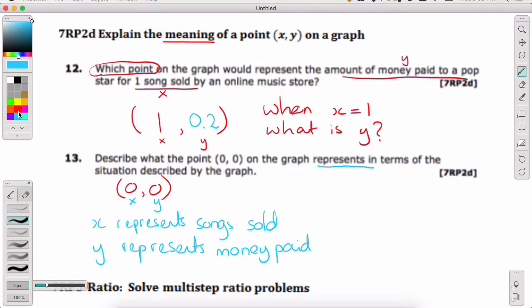So, if I have to tell you what 0, 0 represents, it's quite easy, really. When 0 songs are sold, the money paid is 0.